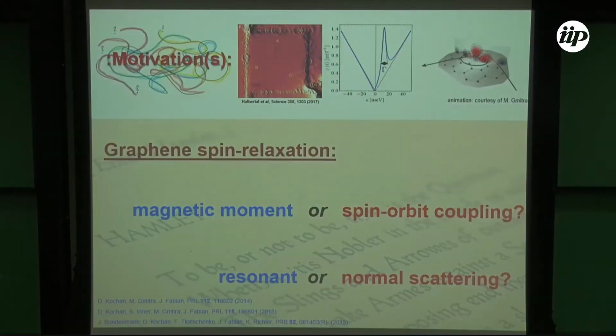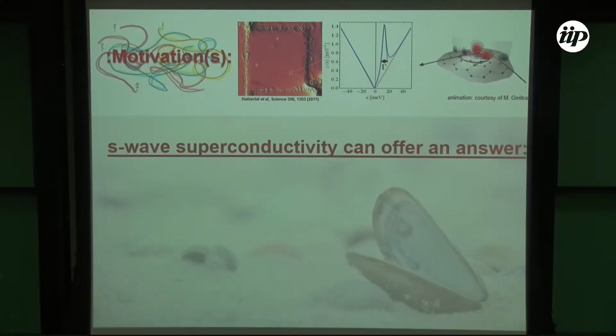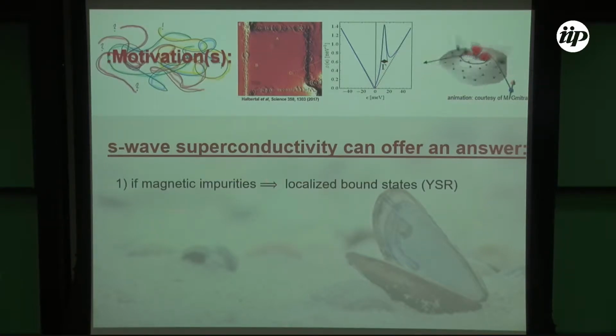Okay, so let me return to this spin relaxation and the question I posed. And now let me tell where the answer is. And the answer is that S-wave superconductivity is responsible for two things. The first one is that if you have a magnetic impurity in the S-wave superconductor, then spectroscopically such a magnetic impurity will also lead to the localization of bound states. This is fact number one.